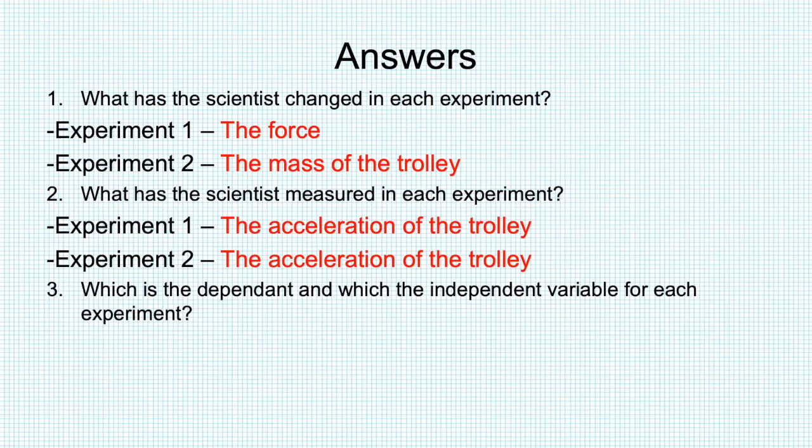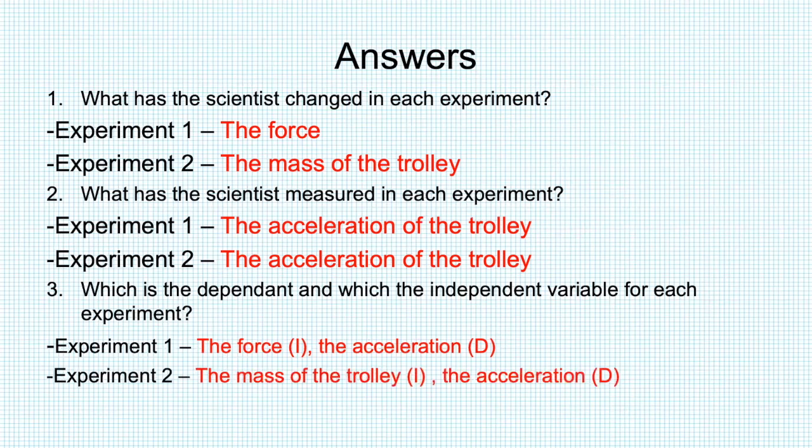Which is the dependent and which is the independent variable for each experiment? Well, hopefully you remember that the dependent variable is the thing that we measure and the independent variable is the thing that we change. So for experiment 1, the force is the independent variable and the acceleration is the dependent variable. And for experiment 2, the mass of the trolley is the independent variable and the acceleration is the dependent variable again.